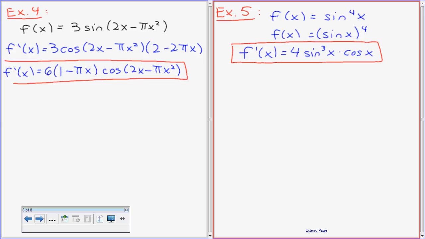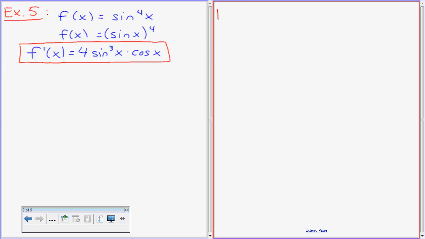Here we go. Example 6. Okay, so this says f of x equals sine squared of 3x minus 2. Now this does not look like a challenge, but it is. You guys want a minute to try it? Because this is a chain within a chain.